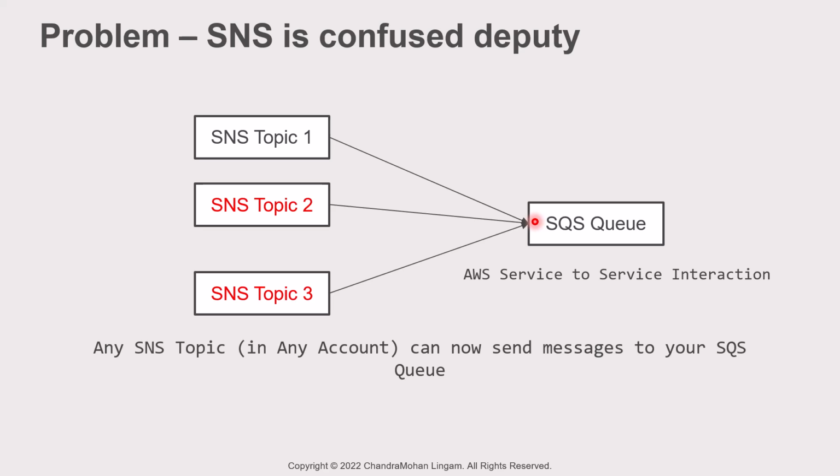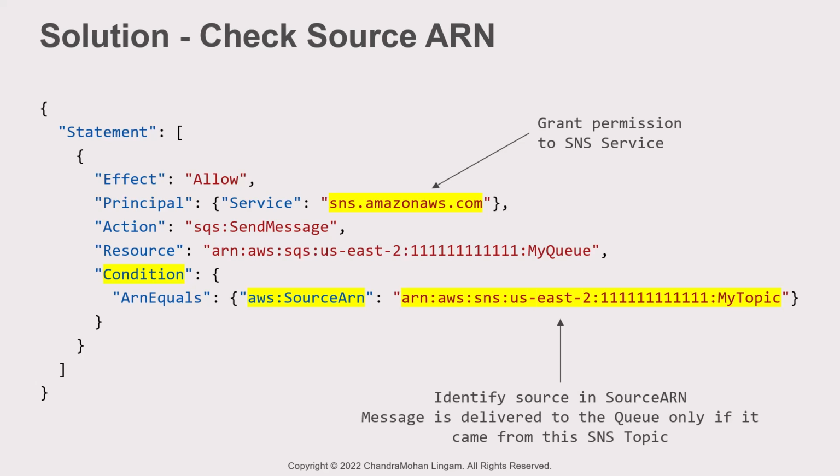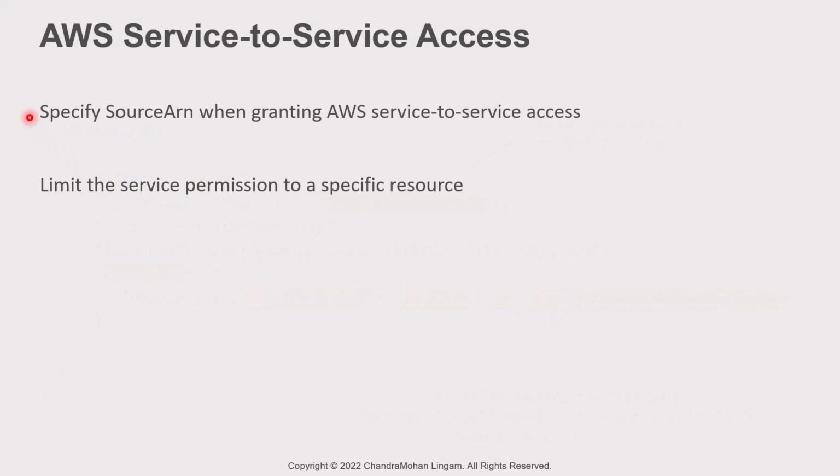To prevent this scenario, we need to explicitly verify if an authorized SNS topic is sending the message. So what we can do is, we need to include a source ARN variable condition and check if the request indeed came from an SNS topic belonging to our account and region. AWS automatically provides this variable in the request. So with this check, we added a condition that included verifying the source ARN and made sure the request indeed came from our topic. AWS recommends that we use source ARN when granting service-to-service access and limit the service permissions only to a specific resource.